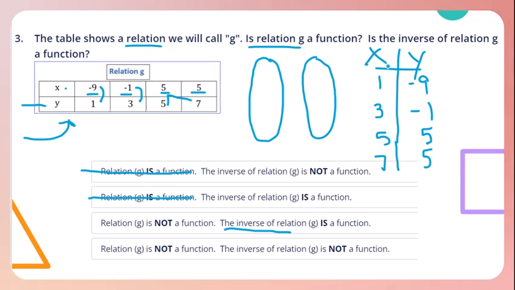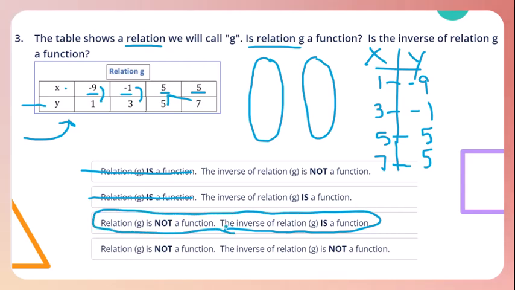Now let's look at our x's. We have 1, 3, 5, and 7. And each of those has one unique mapping. So we're looking at the x's mapping only to one number. So this is a function. It's not a one-to-one function, but it is a function. All right, so the second part of this is the inverse is a function. The original relation is not a function.